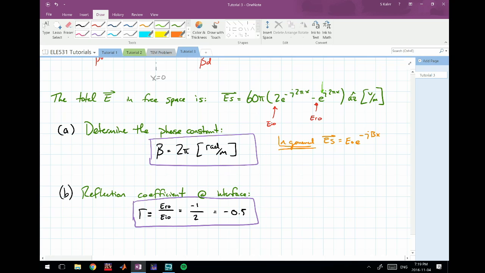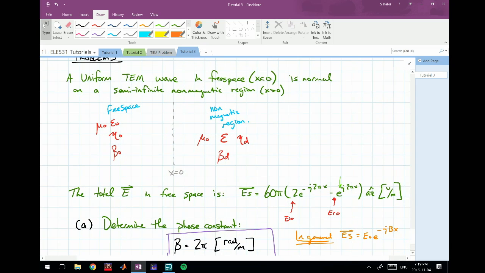If it tells you the incident wave is traveling first in the dielectric and then goes to free space, unlike in this case, where the question is set up saying it's a uniform wave in free space, normal on that. If it's in the dielectric and then normal onto free space, then you literally have the opposite of this. Everything that's on this side will go to this side, and your wave will still be traveling this way. We just define the problem differently. So your material parameters will change, but everything else is solved the exact same. Does that make sense?